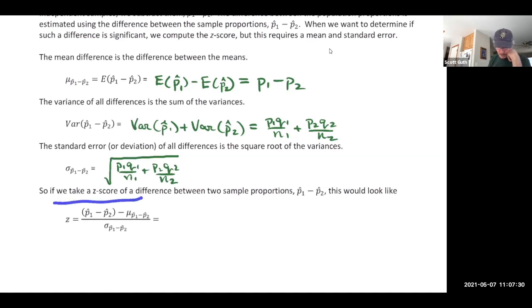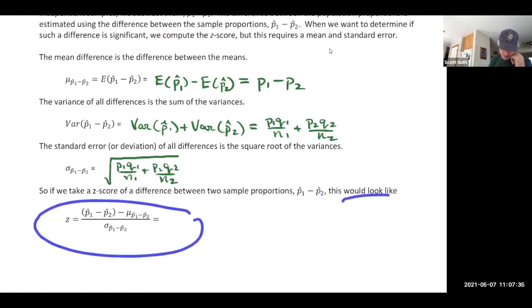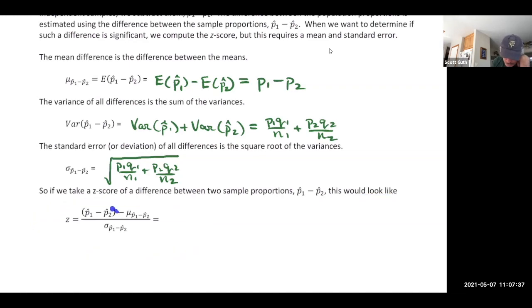If we take a z-score of a difference between two sample proportions, this would look like this. You have the z-score, which is the difference, p hat 1 minus p hat 2, minus the mean of differences, over the standard error of differences. That's how you take a z-score. So again, the difference is p hat 1 minus p hat 2, and minus the mean difference, which we said was the difference of the means, and the means are p1 and p2. So the mean difference is p1 minus p2.